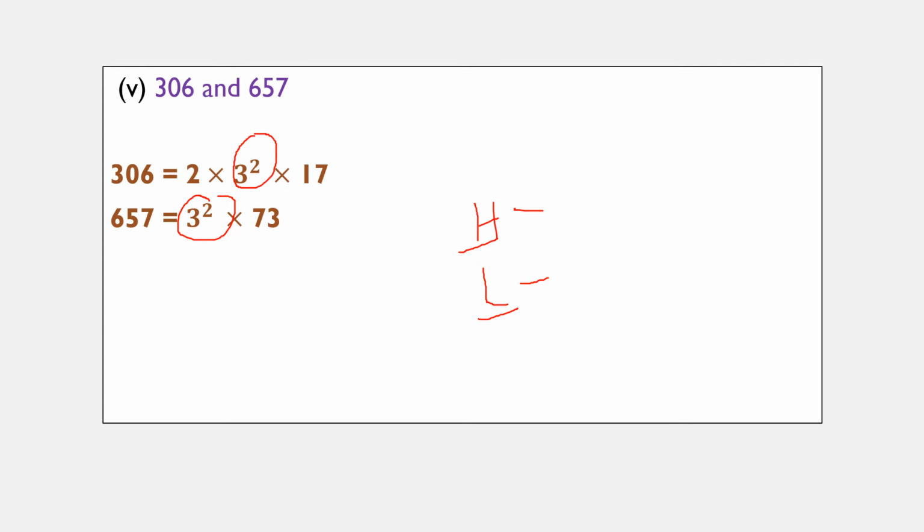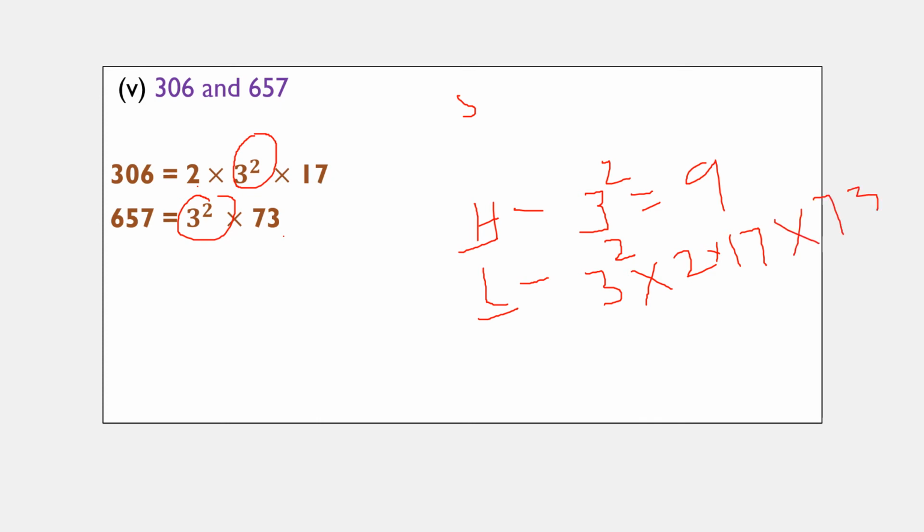So from this common we should write the smallest power, right? Here 3 square, here 3 square, both are the same. So this will be your HCF, 3 square, which is 9. Okay, LCM from the common greatest power. As both are equal, I'll write 3 square only. I finished with the common thing. Now I should write the remaining things' greatest power. Here 2 is there, but here 2 is not there, so I'll write 2 as it is, into 17, which is there here but not present here, so I'll write 17 as it is. Similarly into 73. If you do the product of this, you will get the LCM.